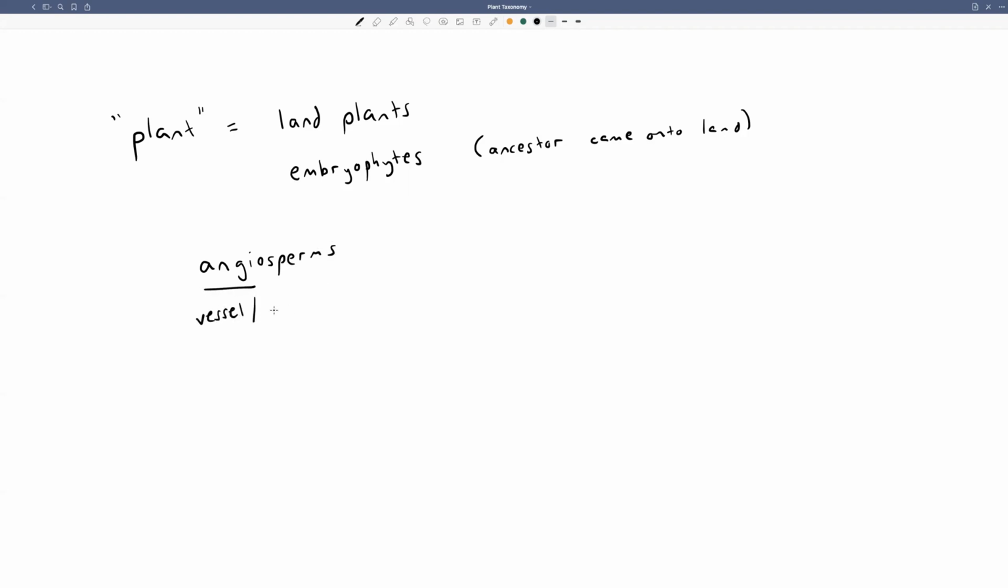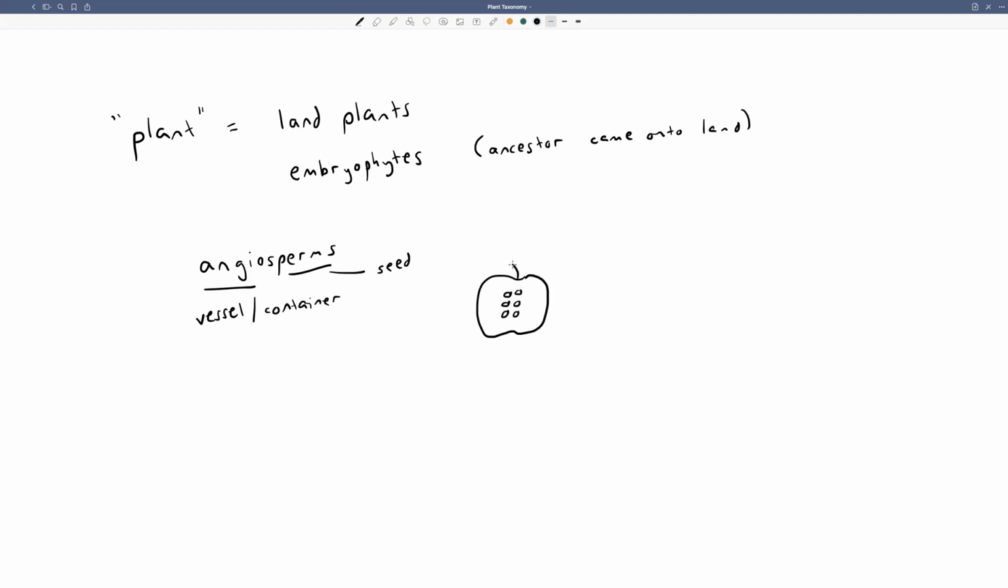So angiosperms, that angio part refers to a vessel or a container. And sperm here, unfortunately, there's sort of an interesting Greek origin for that word. Sperm does not mean sperm exactly, it means seed in this context. So this refers to an organism that's got its seeds inside of a container.